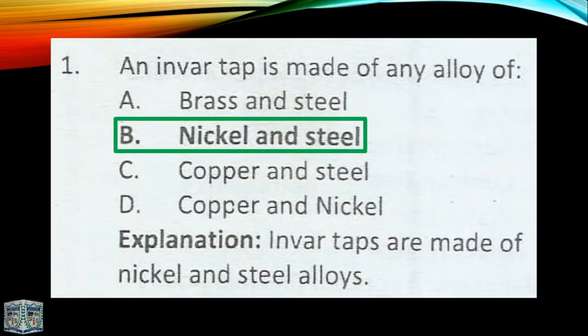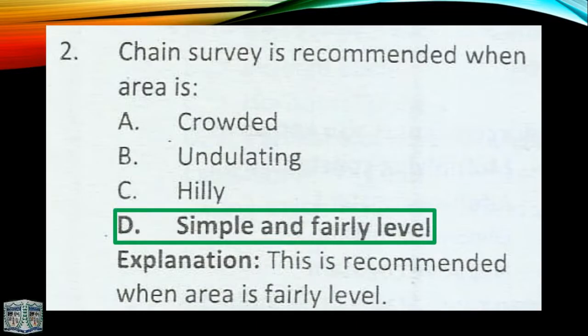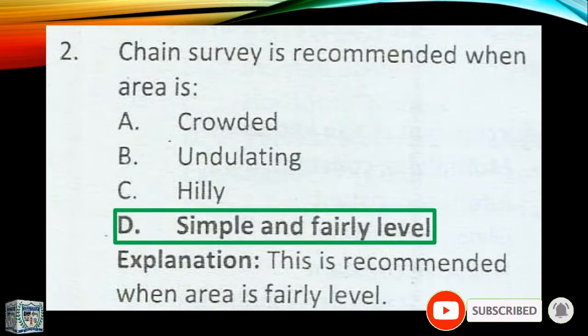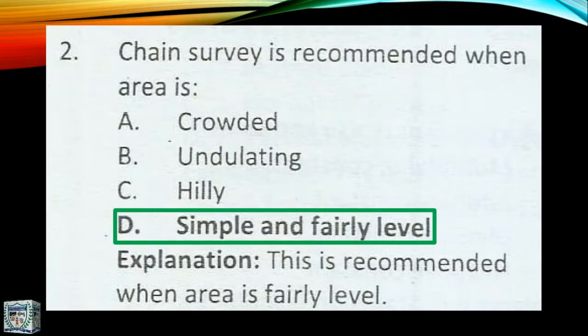Set 2. Question 1. An invar tape is made of an alloy of the option B, nickel and steel. Invar tapes are made of nickel and steel alloys. Question number 2. Chain survey is recommended when area is the option D, simple and fairly level. This is recommended when area is fairly level.